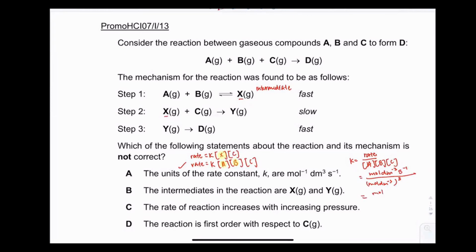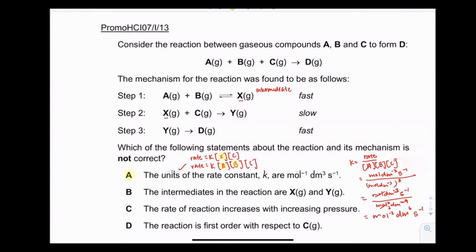So then when I expand this out, what do I get? Mole cubed dm power negative 9. And then when I cancel, I get mole inverse 2, dm power 6. So this is negative 3 minus negative 9. So dm power 6 and then S inverse. Okay, so therefore, the units of the rate constant K is not mole inverse dm cubed S inverse. So therefore this is wrong, and hence A is the answer.